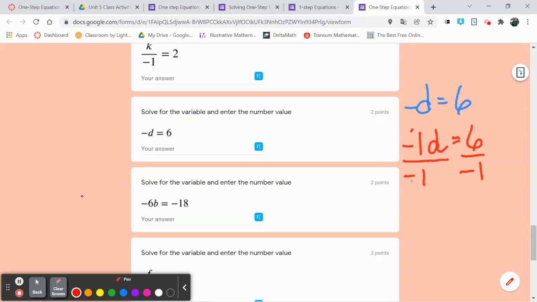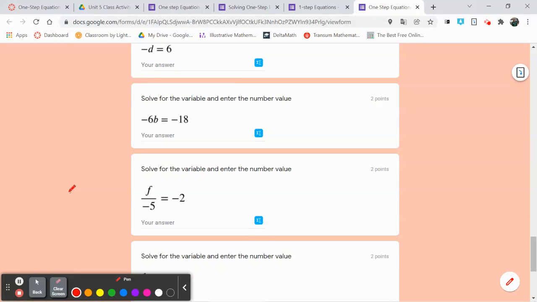When we do that, negative divided by negative gives me a positive 1, or d is positive now. 6 divided by negative 1, 1 negative gives me a negative 6. You must do that. You cannot have a negative variable. Okay? All right. Let's move on. Make sure you've written that down. It's an absolutely fantastic example of things you're going to see.